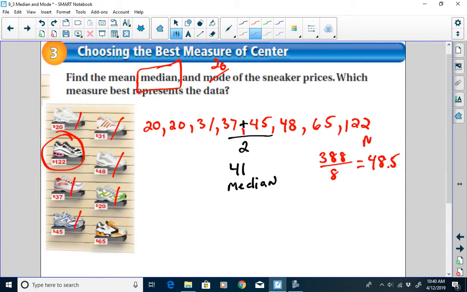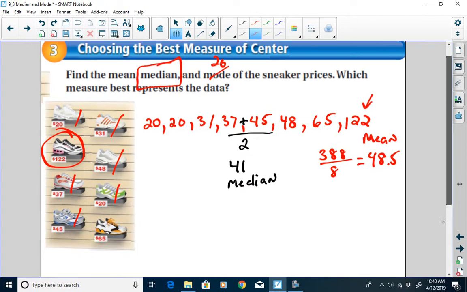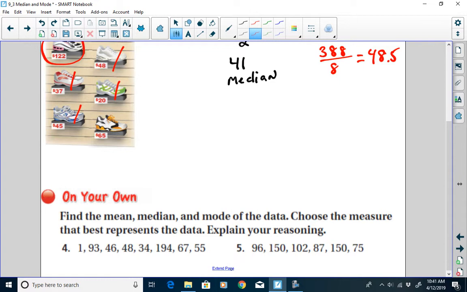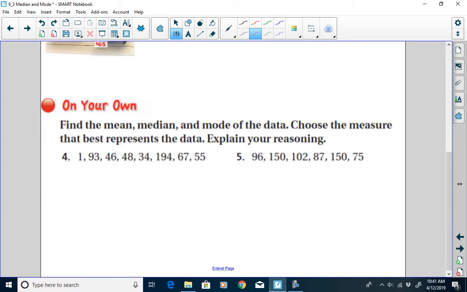48.5 for our mean. As we said before, the median would be your best measure of center because of this outlier here. The mean is the best measure of center if the data is numerical and does not have outliers. All right.